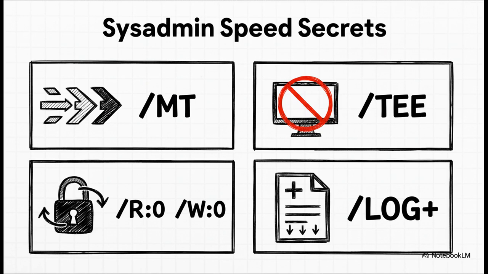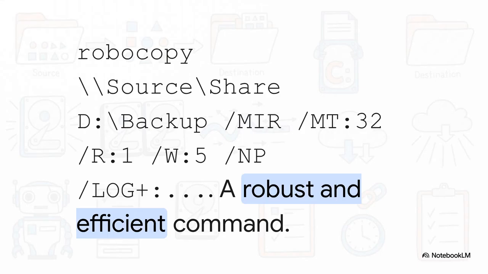For that first big copy job, use /R0 /W0. That tells Robocopy to just skip any locked files without waiting. Just fly through the first pass and you can run it again later to grab anything it missed. And a personal favorite, always use /log+ to add to your log file so you keep a running history of every run. So let's put it all together.